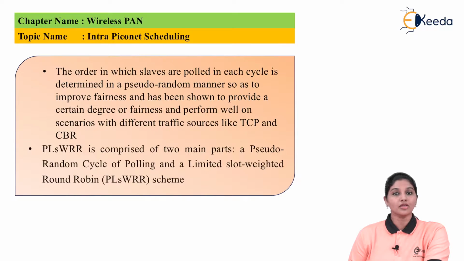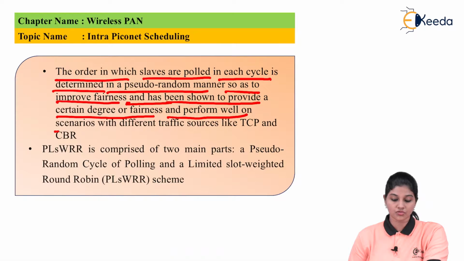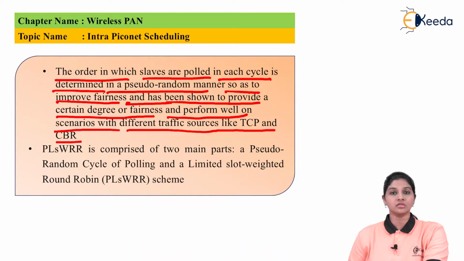The second property by which the PlWRR algorithm works is that the order in which the slaves are polled in each cycle is determined in a pseudorandom manner so as to improve fairness. It has been shown to provide a certain degree of fairness and perform well in scenarios with different traffic sources like TCP and CBR. So here, rather than going sequentially, the polling occurs randomly.